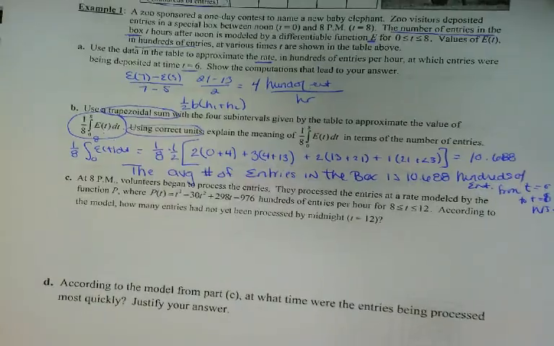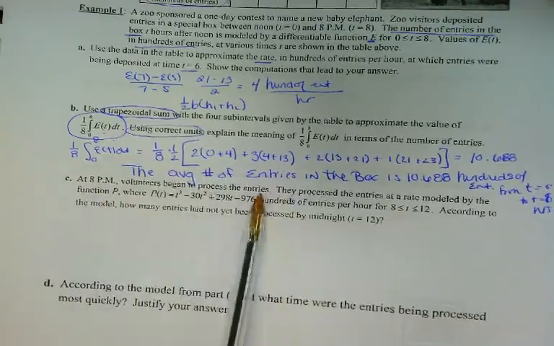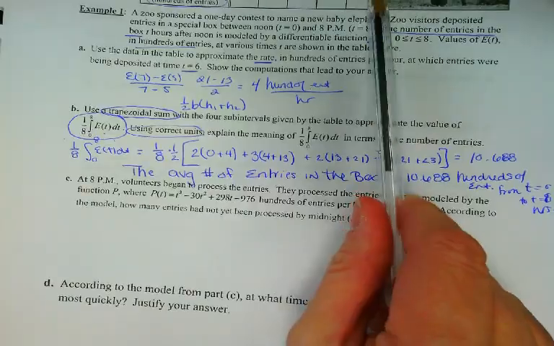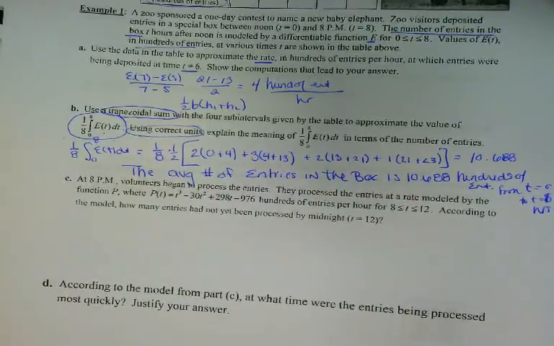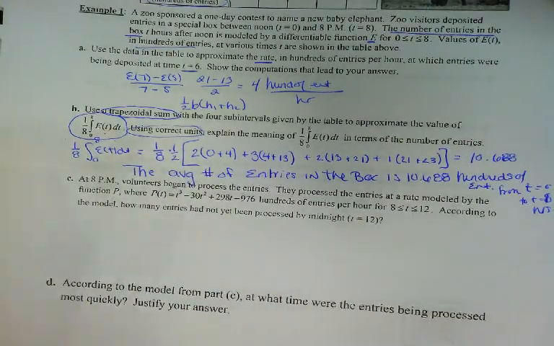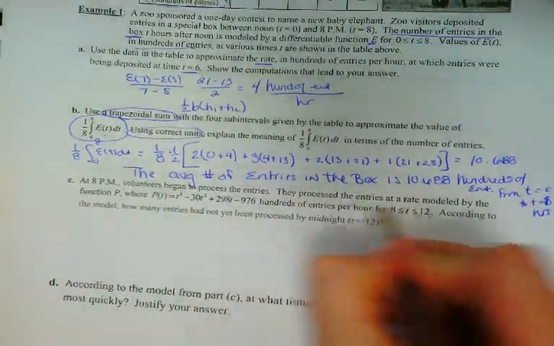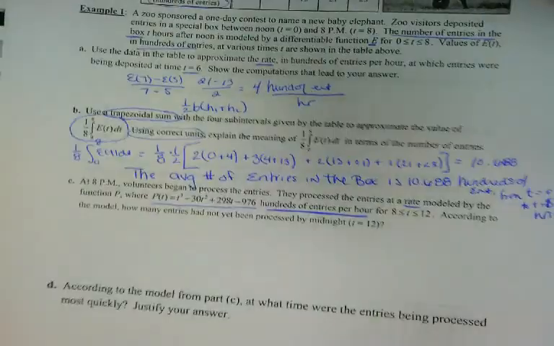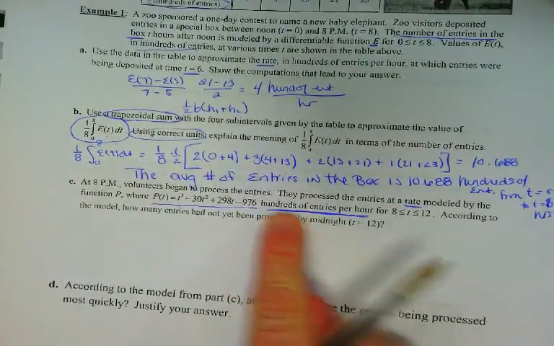So part C. At 8 p.m., the volunteers begin to process the entries. All right, so they collected entries from time equals 0 to 8, right? So you're allowed to put your entries in, they closed it, and now they're going to start processing it. So they're looking at the entries, right? They're going to figure out we're going to name this baby elephant. They process the entries at a rate, so this is a rate of P of t, which is in hundreds of entries per hour. Okay, so again, pay attention to the units. They're giving you hundreds of entries per hour.